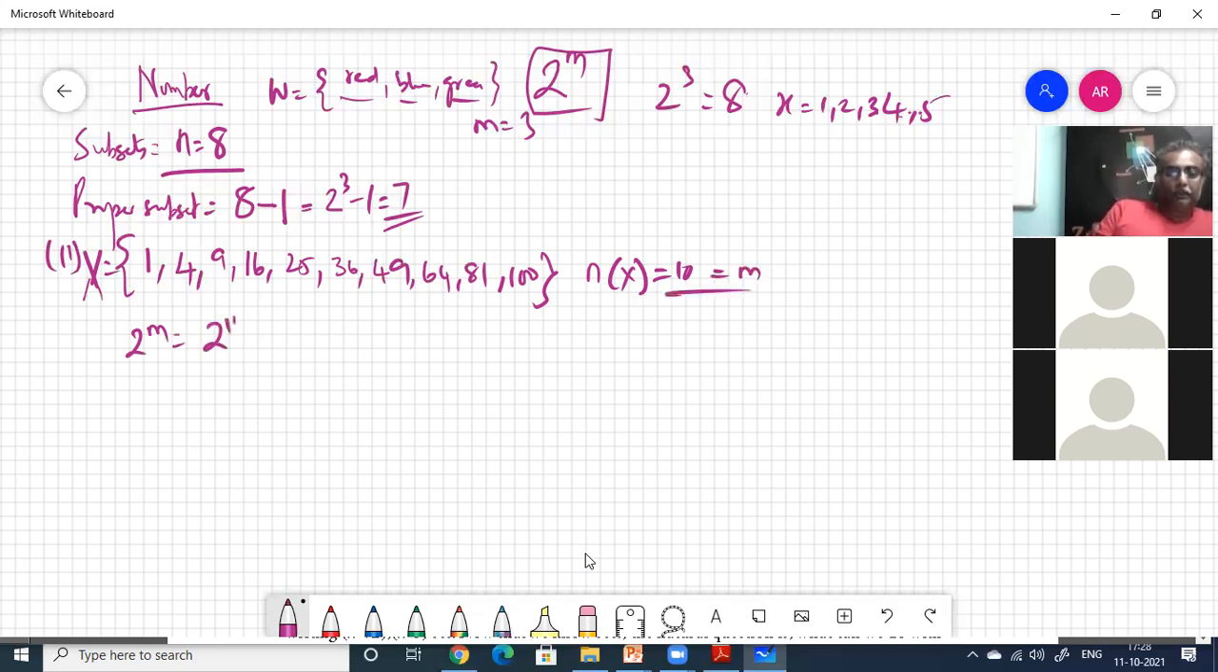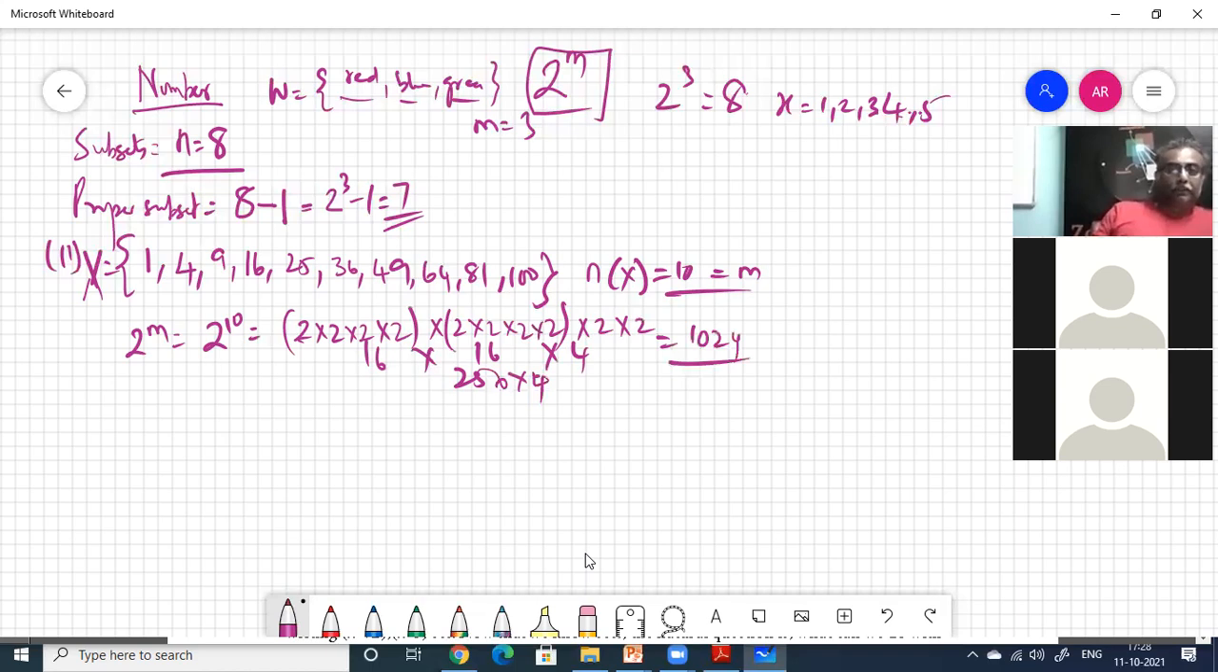Very good. So how much is that? 2 into 2 into 2 into 2, into 2 into 2 into 2 into 16, and another 16 into 2 into 2. So 10 times 2, correct? 16 into 16 into 4 means 256 into 4, which equals 1024. So 2 to the power of n is the number of subsets.